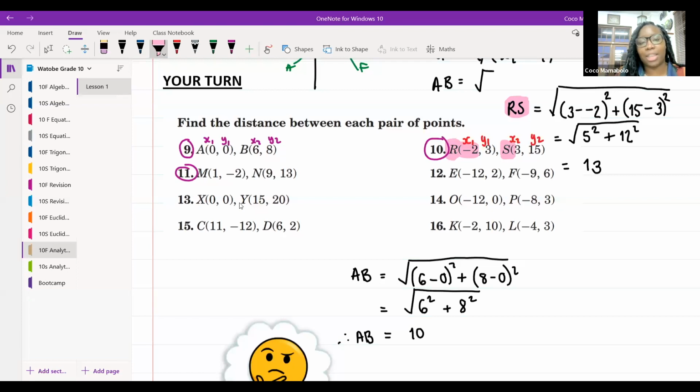Okay, if we look at this next one over here, number 11, I've got M over here, which is the coordinate 1 and -2, and then I've got N over here. So when I ask you for the distance of MN, you're going to go MN is equal to, and then you're going to give me an answer. You guys can pop your answers for this one in the chat for me.